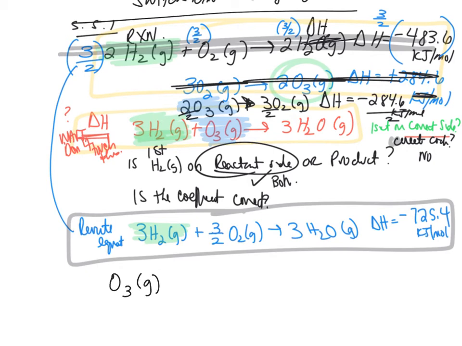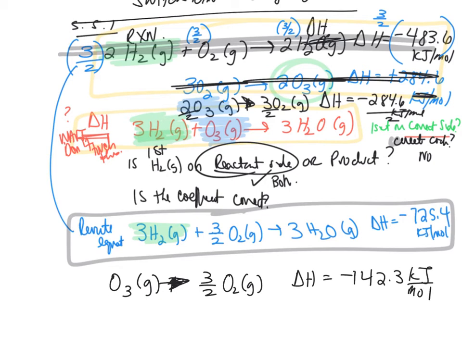ozone gas, and that goes to 3/2 oxygen gas, and my delta H now is a negative 284.6 divided by 2, which is negative 142.3 kilojoules per mole. All right, now I'm going to scratch that out because I rewrote it here, and I will hold on to that like that.